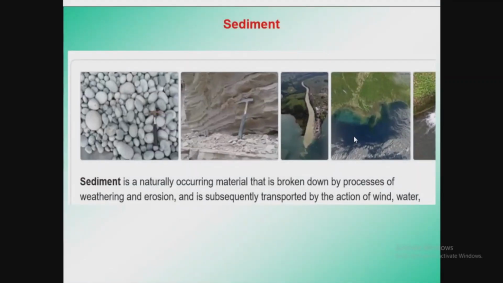Now coming to sediment. I have explained what a river is, what a reservoir is, and what the capacity of a reservoir is. Our topic is assessment of reduction in capacity of reservoir due to sediment, so we have to understand sediment also. Capacity we have already understood. Now, what is sediment? Sediment is a naturally occurring material that is broken down by the process of weathering and erosion, and is subsequently transported by the action of wind, water, or other means also.